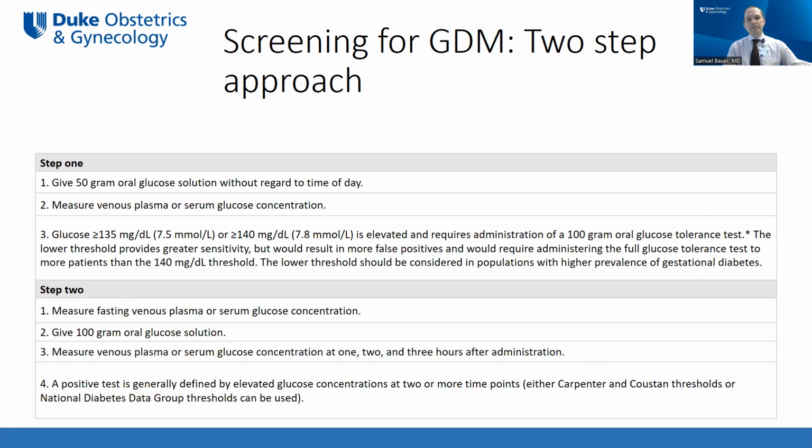This is a table looking at the 2-step screening approach, which starts with a 50 gram glucose solution that the patient drinks, which can be given at any time during the day, and then a plasma or serum glucose is obtained 1 hour later. We will talk a little bit about the ranges later in the presentation, but essentially 130, 135, or 140 can be used as a positive screening test, which is then followed up with patients fasting, ingesting 100 grams of oral glucose, and then having blood drawn 1 to 3 hours afterwards.